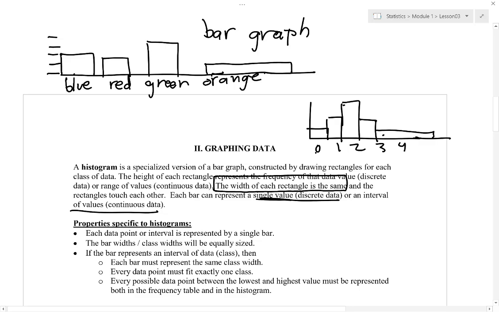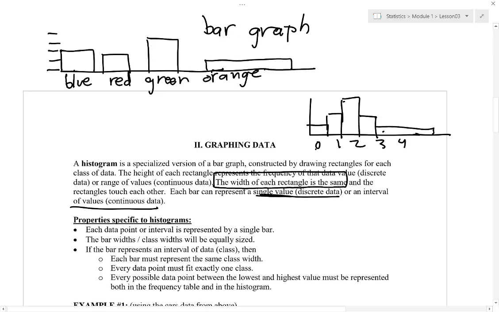We'll get to the continuous data in a bit. Properties specific to histograms. Each data point or interval is represented by a single bar. We saw that. The bar widths are equally sized. If the bar represents an interval of data, in other words, if you have continuous data, each bar must represent the same interval of data. So if the first bar represents numbers 0 through 10, or 1 through 10, the second bar has to represent 11 through 20. Each data point must fit exactly one class.